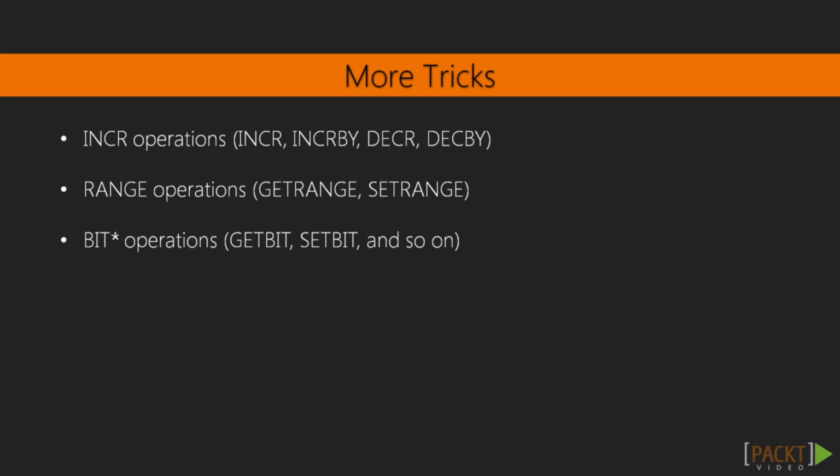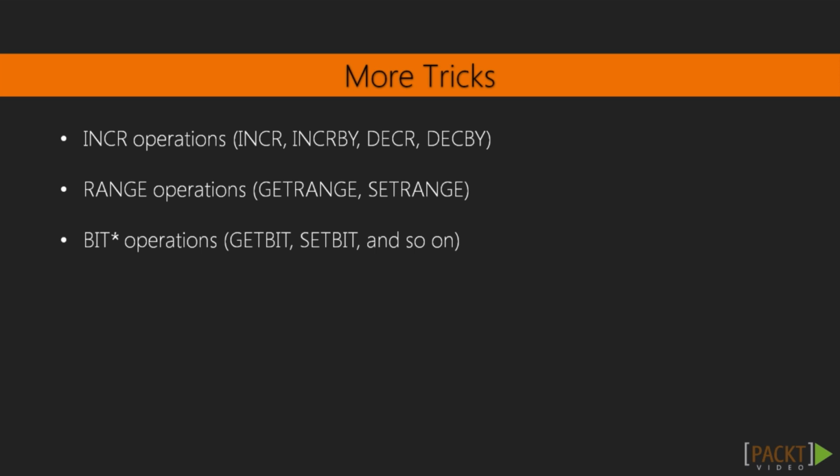The getrange and setrange commands allow you to retrieve or replace part of a string extremely efficiently. So remember that strings can be extremely large. So this can be useful in a number of situations where you might need to work with parts of a large string. And similarly, the bit operations allow you to access specific positions in a string value as if they were bits in a bit array.